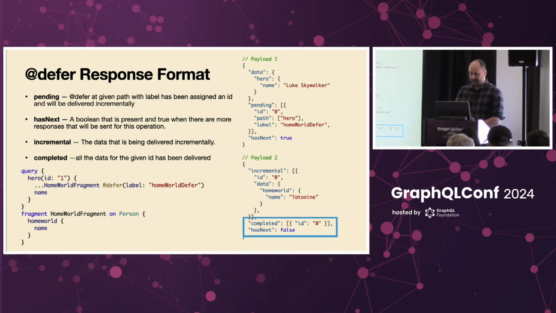Then there's the completed array, and there's the ID here again from that same pending object. This lets you know that all the fields that were deferred as part of that deferred fragment have been returned in the incremental array. And finally, there's hasNext false because everything's been returned. There's no more payloads coming.